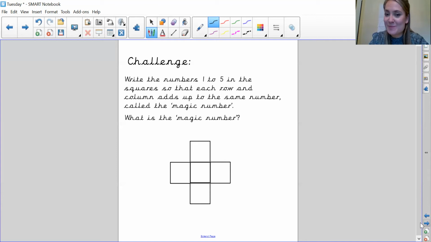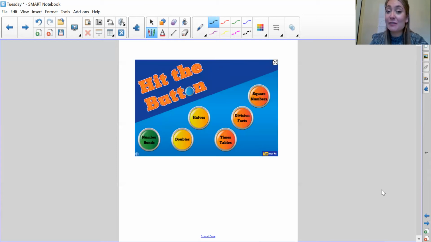Bit tricky, that one. And then if you're feeling you still would like to have a go at some maths games, we have got one called Hit the Button, and it's on Top Marks, you can see there, and you can practice your number bonds, your doubles or your halves on there. I'd recommend practicing one of those. Okay, so if you still want something to do, you can have a go at that.